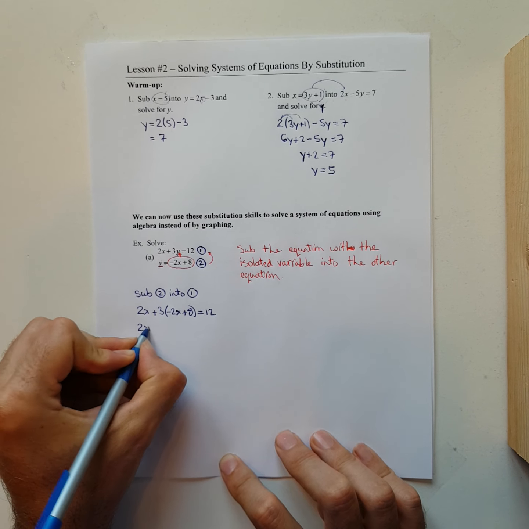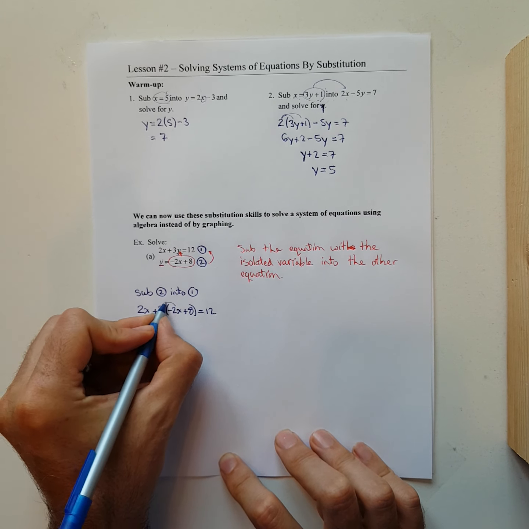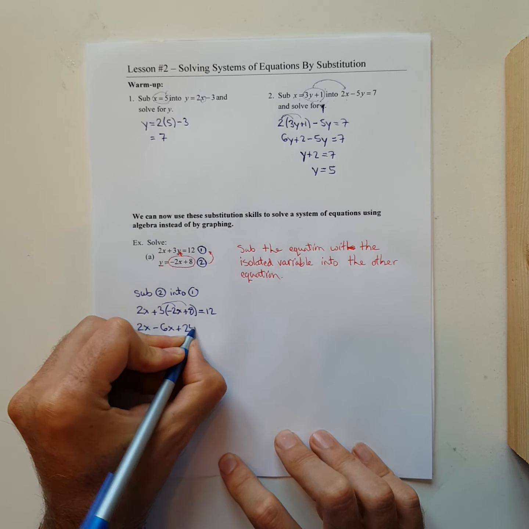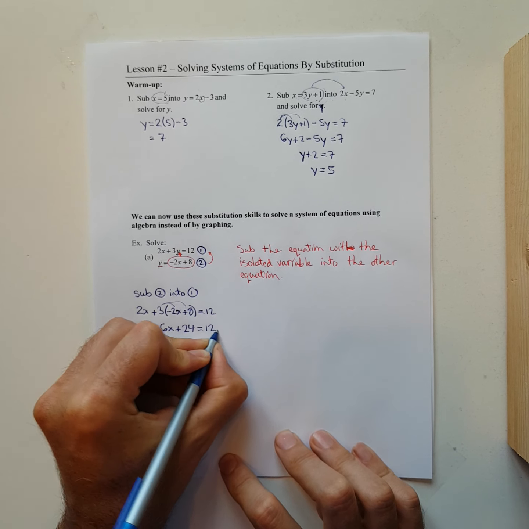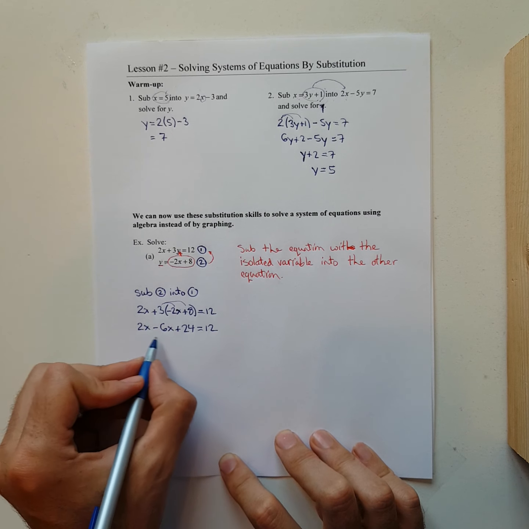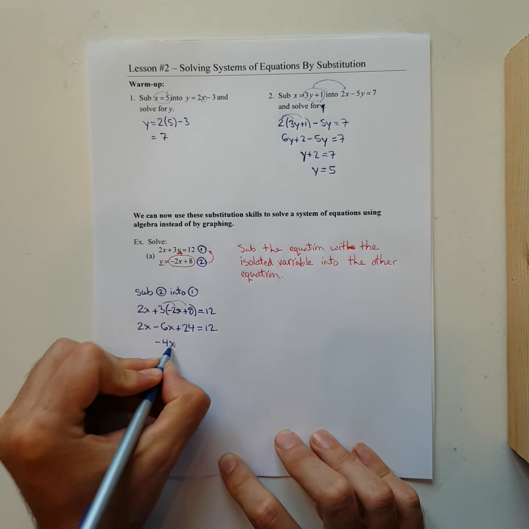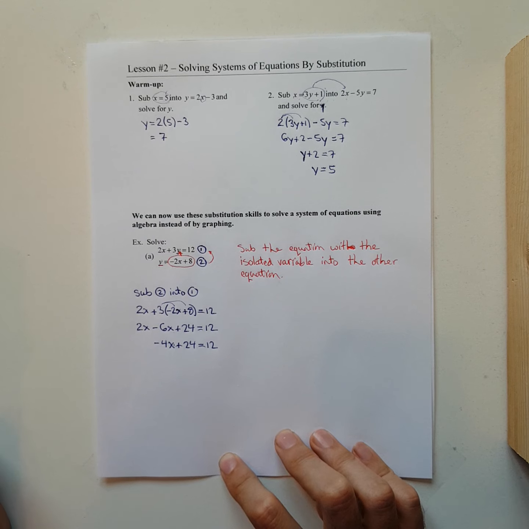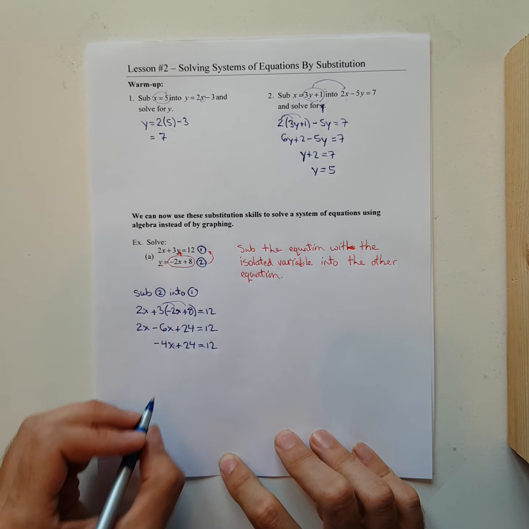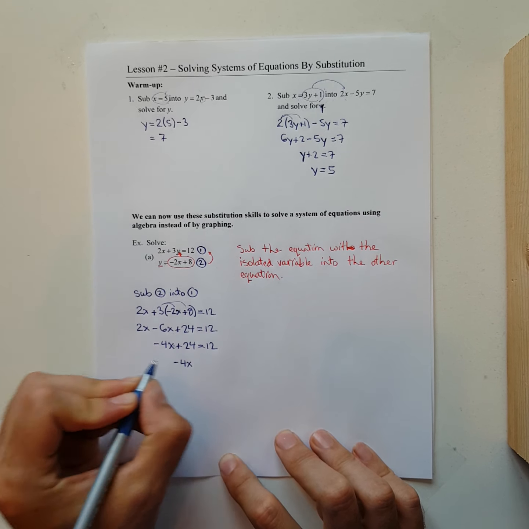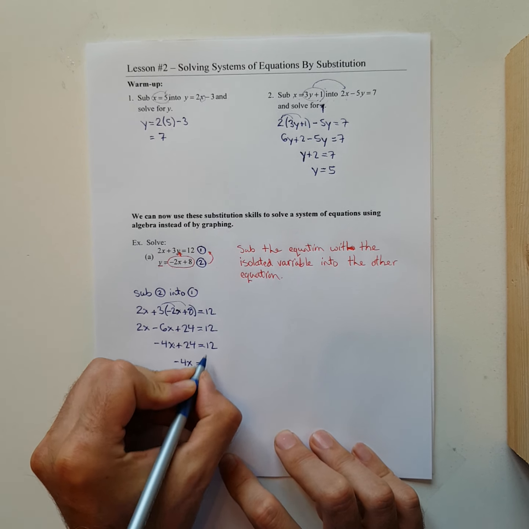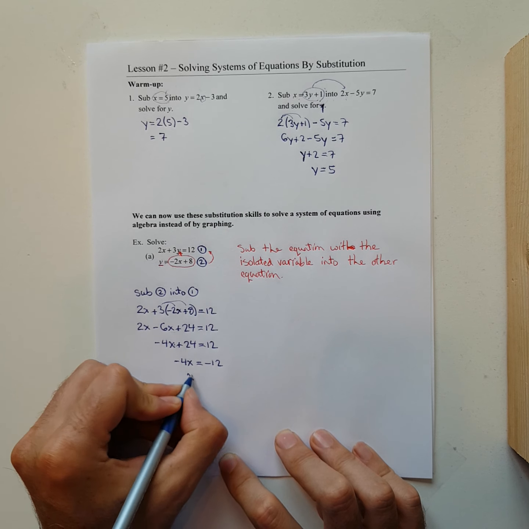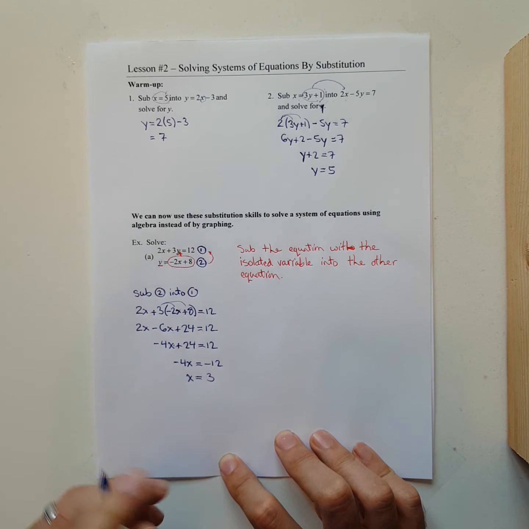so I can go ahead now and solve this. I get 2x, okay, distributing the 3, I would get minus 6x plus 24 equals 12. Collecting my like terms, I have minus 4x plus 24 equals 12. And now I'm going to isolate my x. So I have negative 4x. I'm going to subtract off the 24, so that would give me negative 12. And then if I solve, I would get x equals 3.